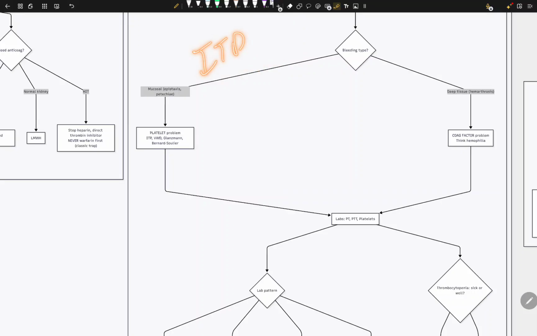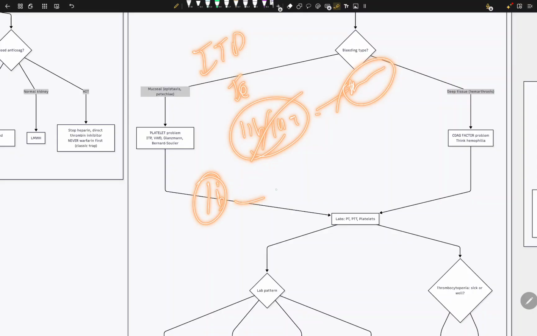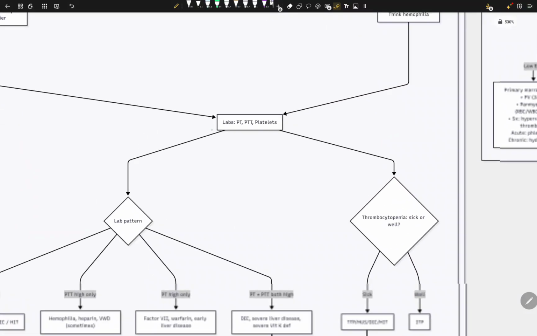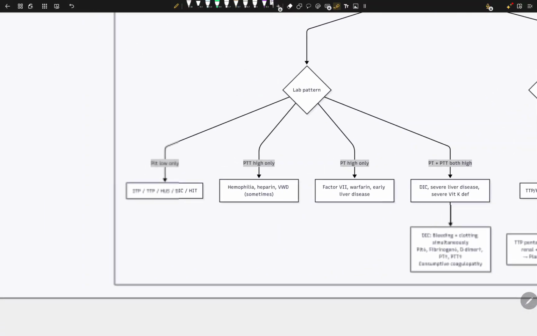ITP, IgG against 2B and 3A protein. 3A actually goes for aggregation, and 1B actually goes for adhesion. Remember that. And 1A actually connects well with von Willebrand factor, right? So platelet problems: ITP, von Willebrand disease, Glanzmann, Bernard-Soulier. Always look at the labs. Okay, so we're going to look at the labs.